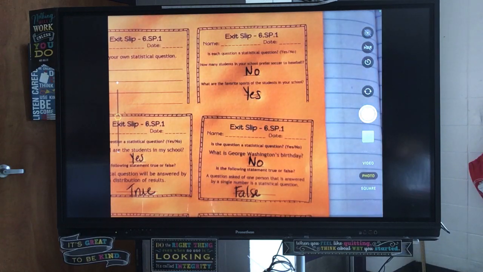Right, so essentially you're gonna have soccer and baseball on your chart. And you're either gonna get a number for soccer or a number for baseball. You're not gonna get a variety of data. You're only getting it for soccer or for baseball. So that is why this is not a statistical question. Does that make sense to you guys?